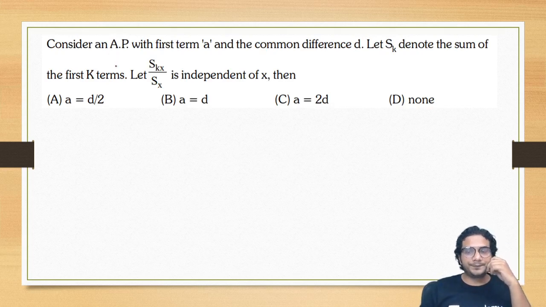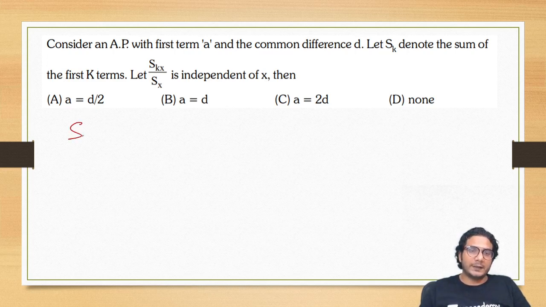So solve it, solve it. It's a very good question. Consider an AP whose first term is a, common difference is d, and Sk is the sum of the first k terms, and S(kx) upon S(x) is independent of x. So just put the values and try to make it independent of x by having a relation between a and d. It's pretty straightforward, but it's still a good question.